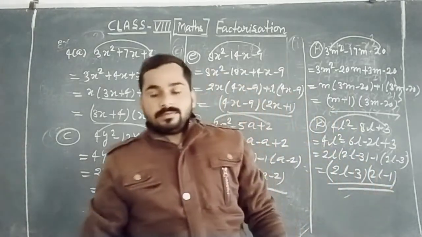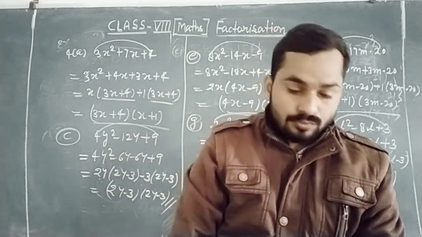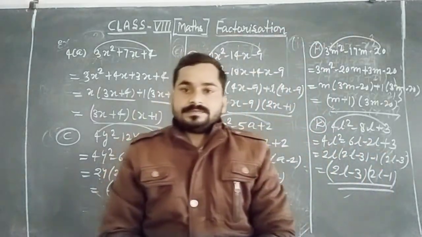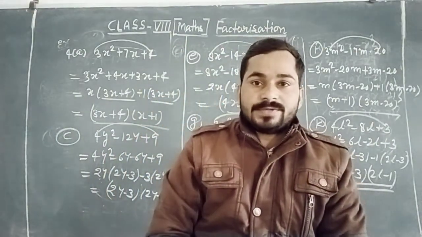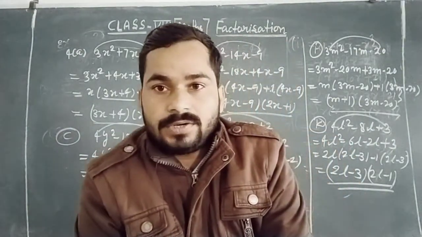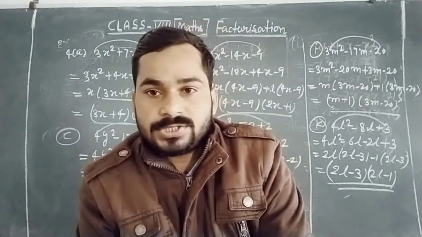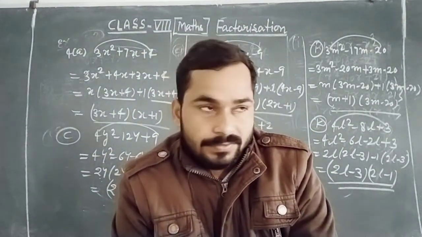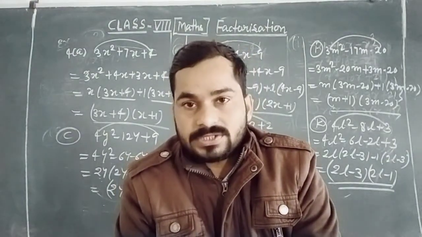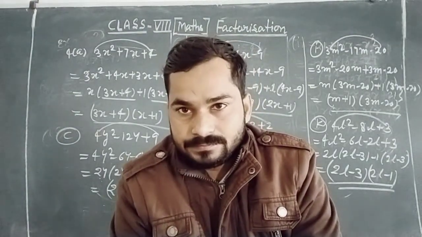This time we have solved exercise 14.2. I hope you understand the process of factorization in the form of x square plus bx plus c or in the form of ax square plus bx plus c. When we have ax square plus bx plus c, then we multiply a into c, then factorize and split the middle term.